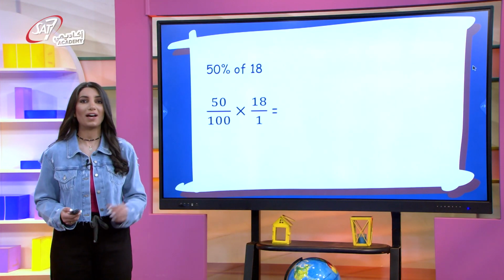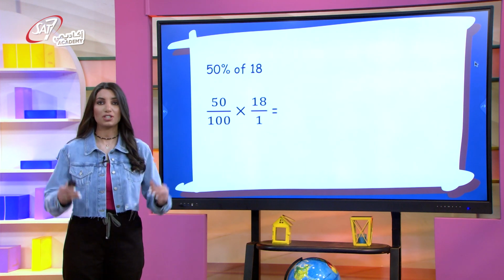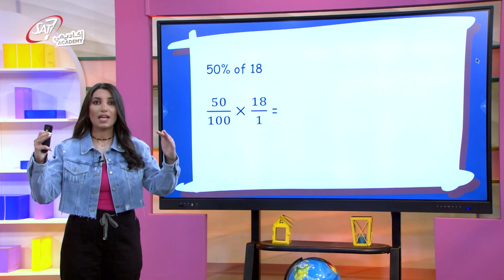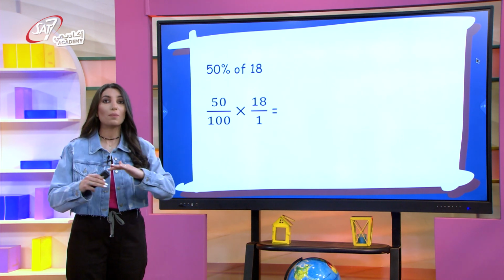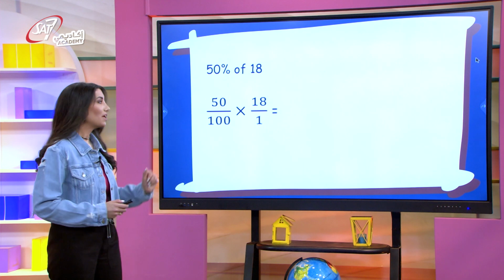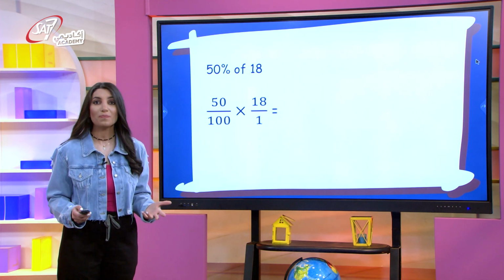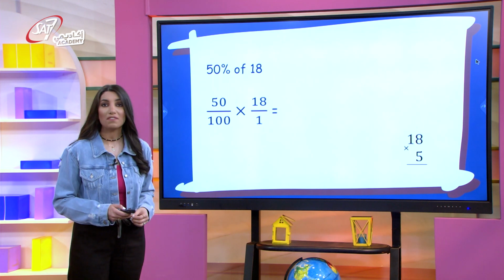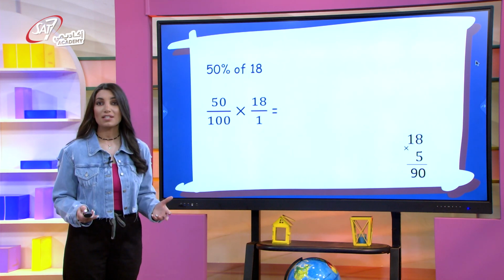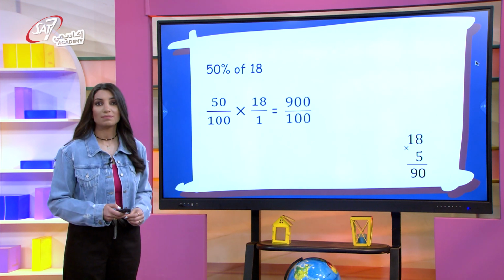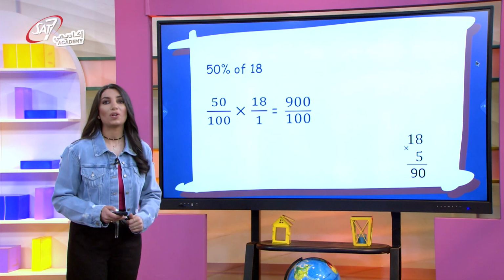How do I multiply fractions? By simply multiplying the numerators, the numbers above the line, and then multiplying the denominators, the numbers below the line. 50 times 18. Let's ignore the 0 and multiply 18 by 5. It's 90. Add the 0, 900. Multiply the denominators, 100 times 1 equals 100.